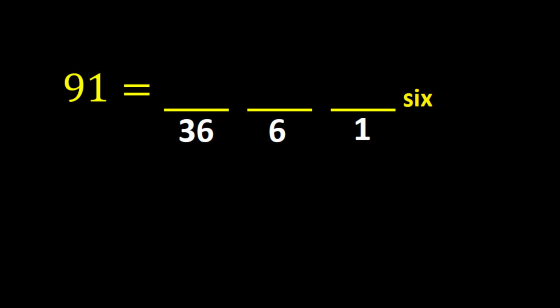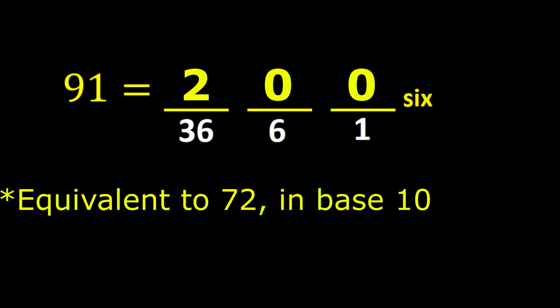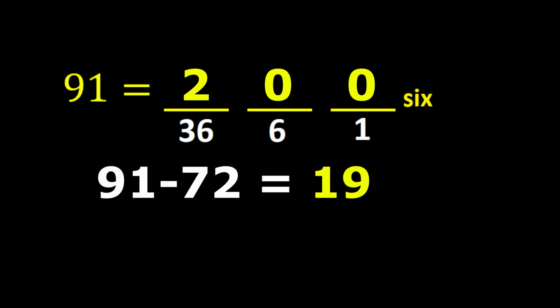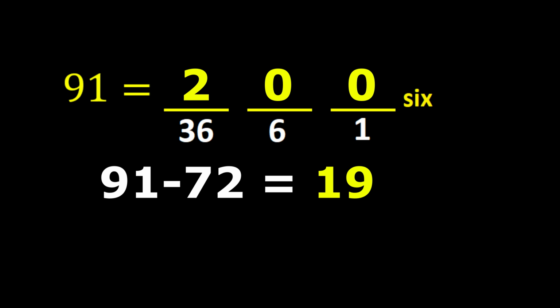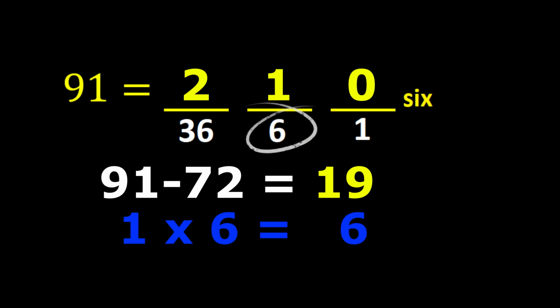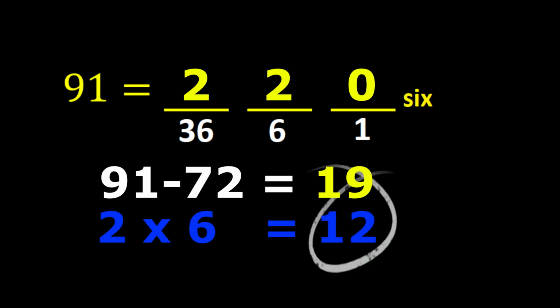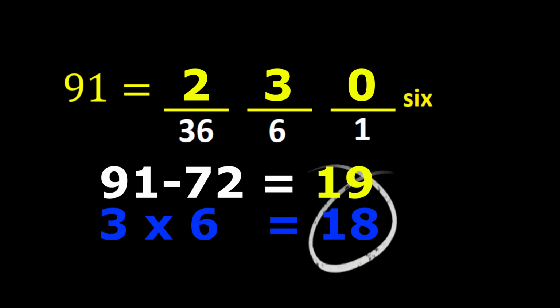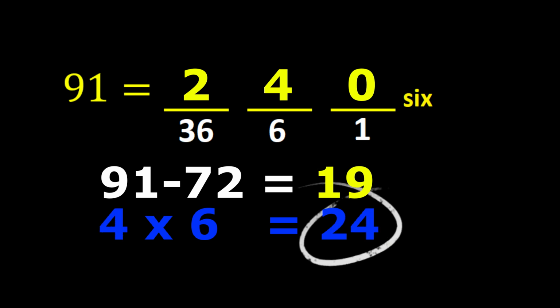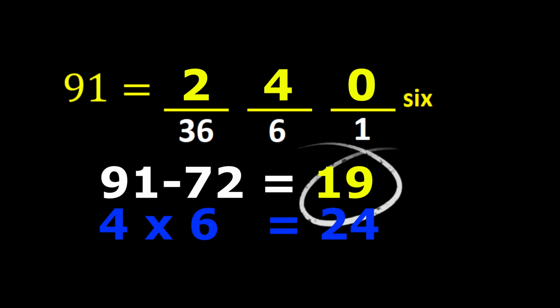At this stage, we have the partial number 2, 0, 0 in base 6, equivalent to 72 in base 10. The difference between 91 and 72 is 19. So we continue to the next digit. Now, consider the second position. In this position, 1 corresponds to 6 units, 2 corresponds to 12, and 3 to 18. 4 would correspond to 24, but that exceeds the 19 we are working with. So, the second digit is 3.